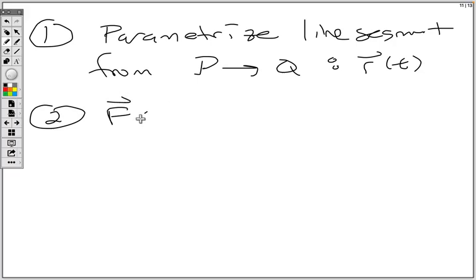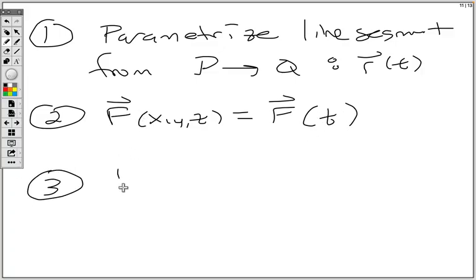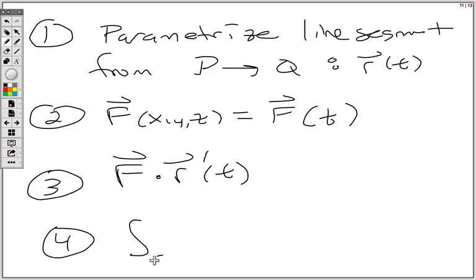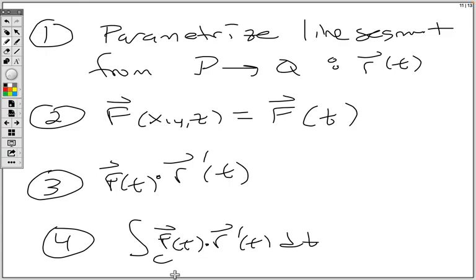Second, we're going to get our vector field, which is given to us in terms of F of x, y, z, in terms of just t. Third, we're going to calculate F dot r prime of t. And fourth, we're going to integrate F of t dot r prime of t dt. I should put an F of t here just to be pedantic. So those would be the steps. It's the end of the semester, you've got all kinds of other stuff going on, and it's very easy to get lost with these problems, so I'm trying to lay it out as best as I can.